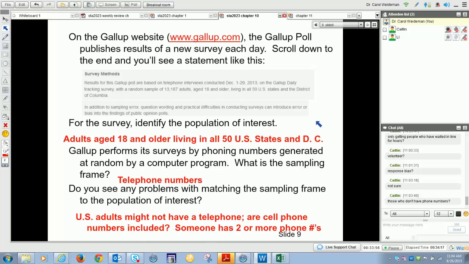Anybody have questions? And before we go on, the last one I'm going to do is chapter 11, which has to do with experiments and observational studies.